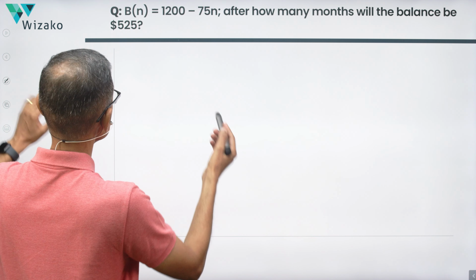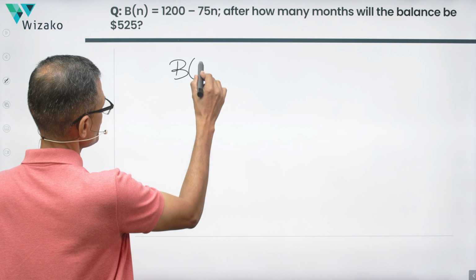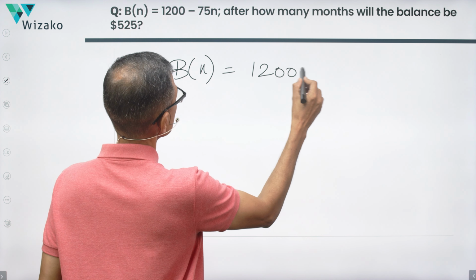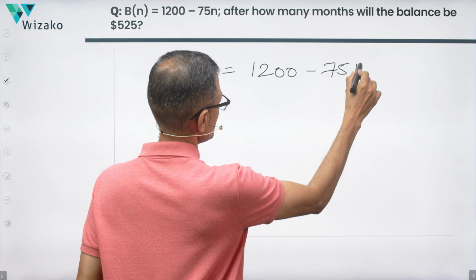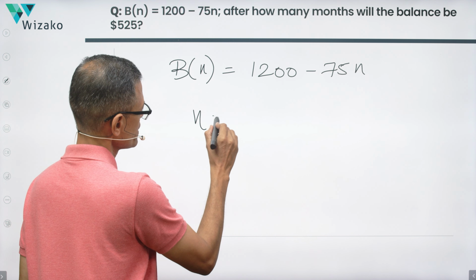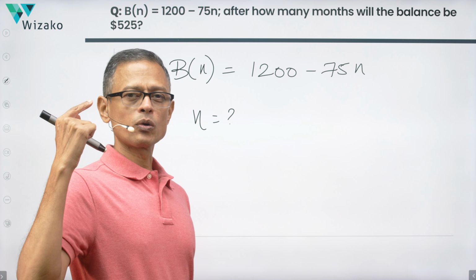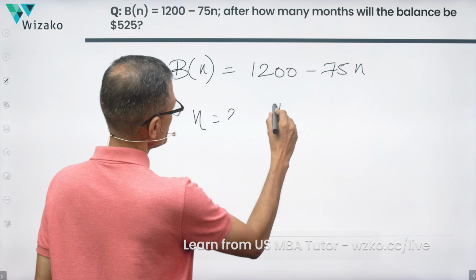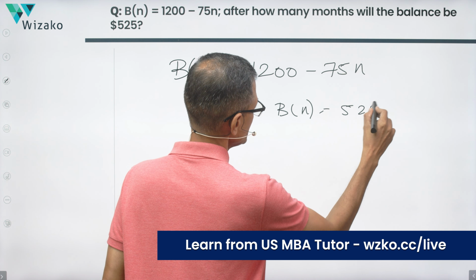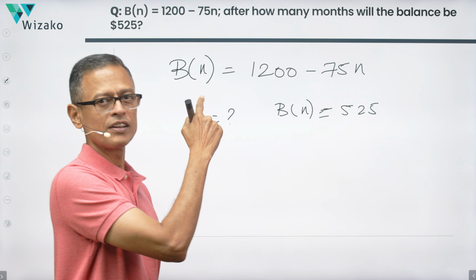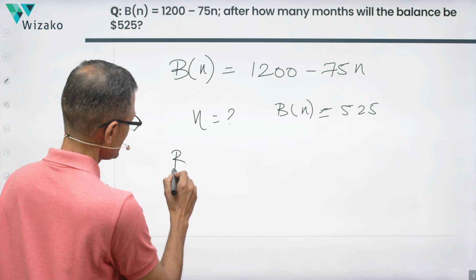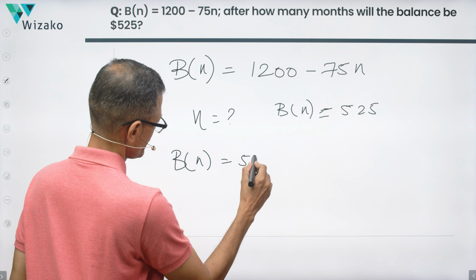As always, let's quickly write what this equation is. B of n, the balance at the end of n months, is equal to 1200 minus 75n. What is asked? After how many months? What is n equal to, for what? When the balance B of n is equal to 525. We need to compute that value of n for which B of n is equal to 525.